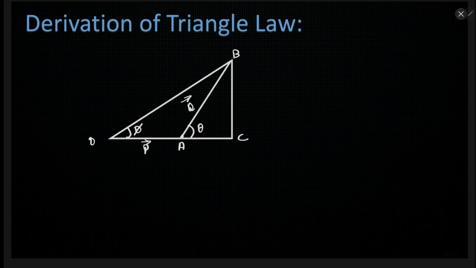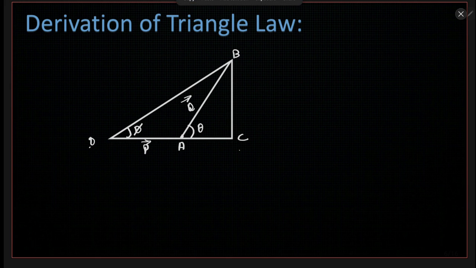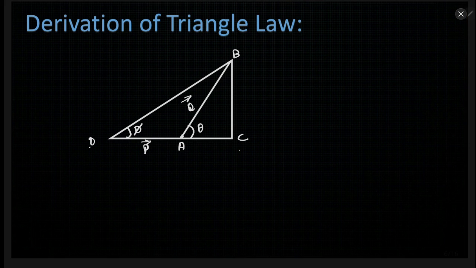We will be deriving the resultant for the triangle law of vector addition. So here we have a triangle OCB and another triangle OAB. I will be deriving the resultant of OA and AB. I have extended AC and CB in order to derive the expression.